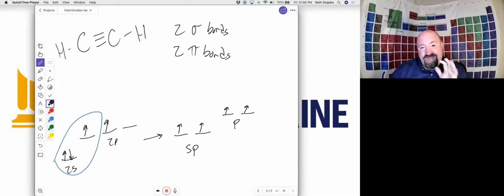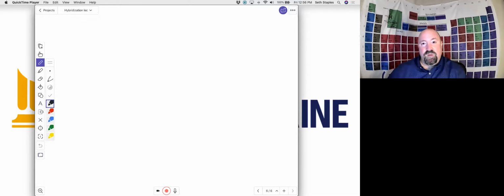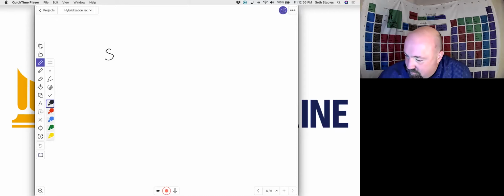And so these are hybrid orbitals in a nutshell. It gets even a little bit more complicated when we have expanded octets. And so remember expanded octets from Lewis structures. Something like SF6 is a good example.